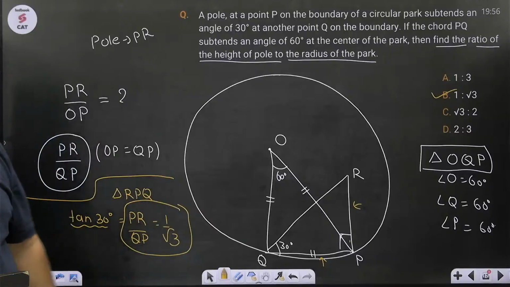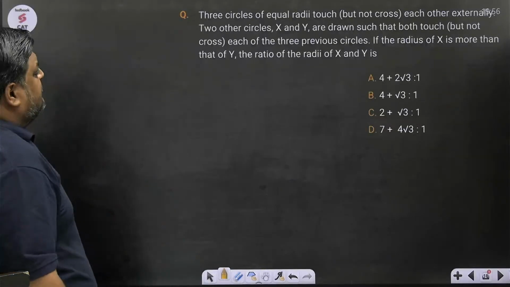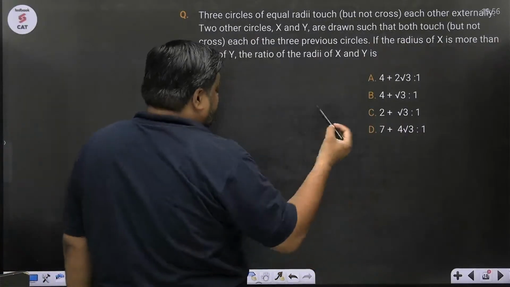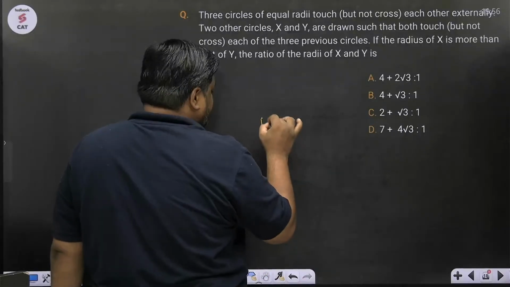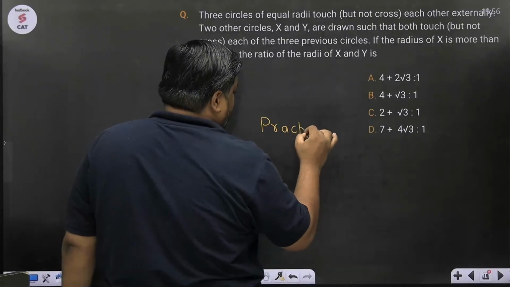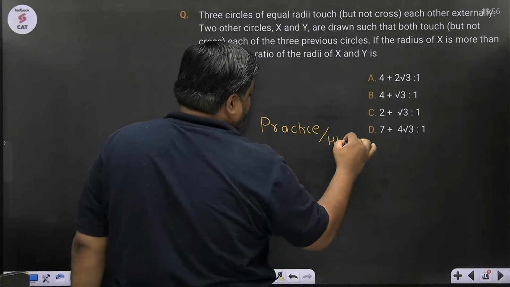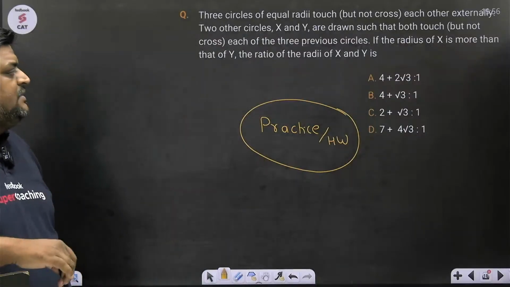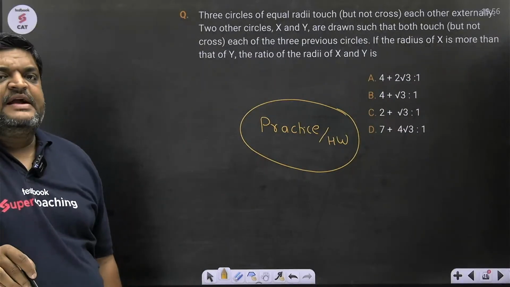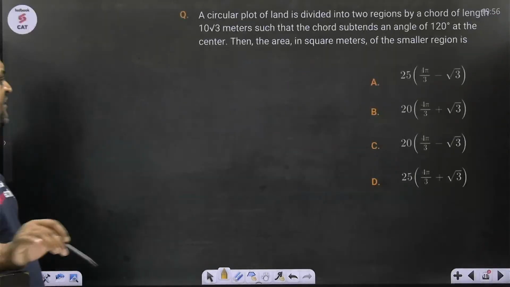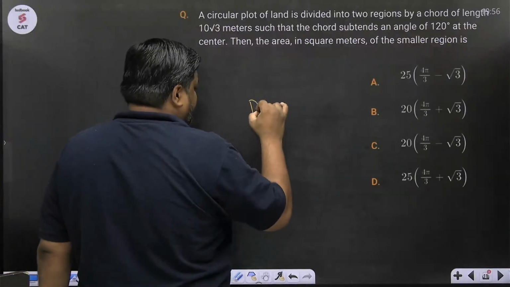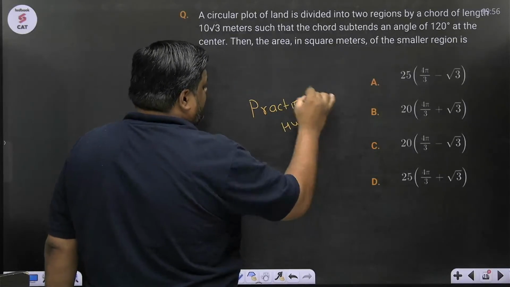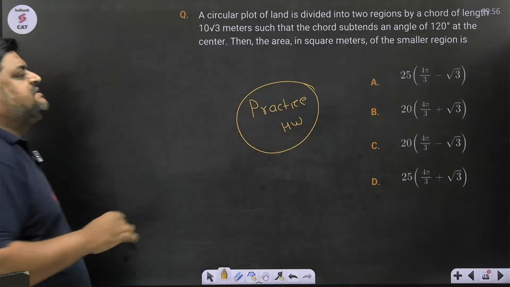Chalo. Now I'll give you one question for your practice. It's a very good question. We'll start the next session with discussion of this question. This question is for your practice, or you can also say this is your homework. Solve it and pin your answer in the comment box. Sorted? In fact, I'll be giving you two questions. There is one more question. This question is also for your practice and homework. Attempt both and put the answers in the comment box.